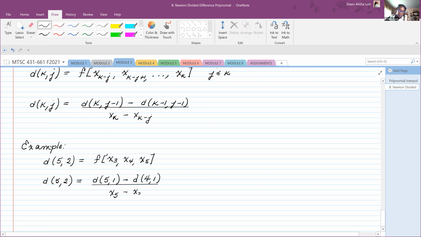So that's what we were calculating. So this is simply the Newton divided difference of x4, x5 minus f of x3, x4 divided by x5 minus x3.